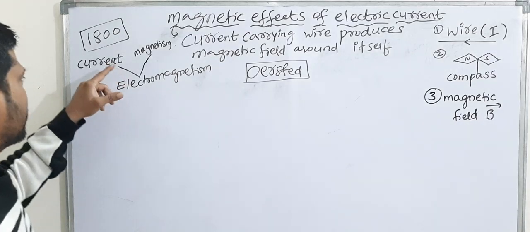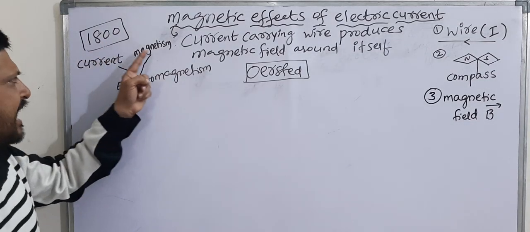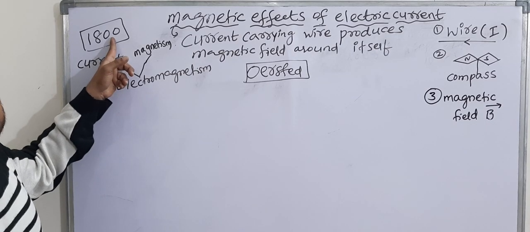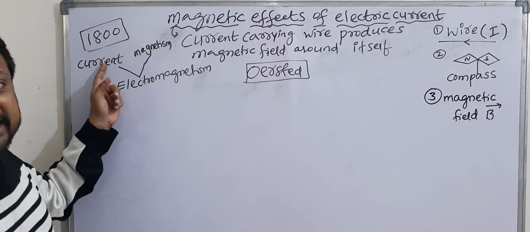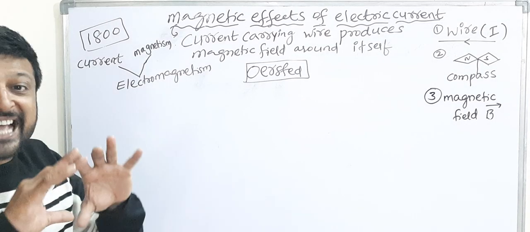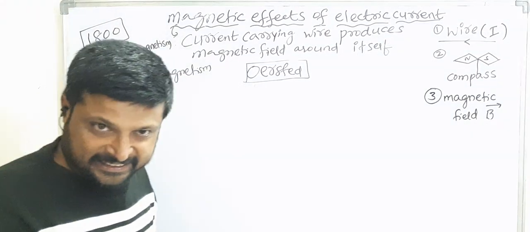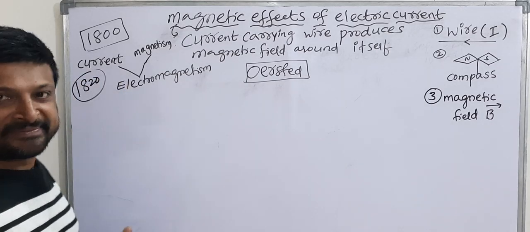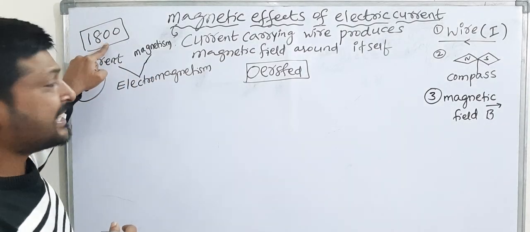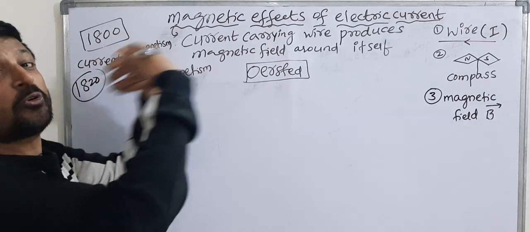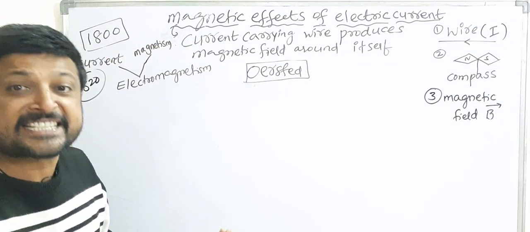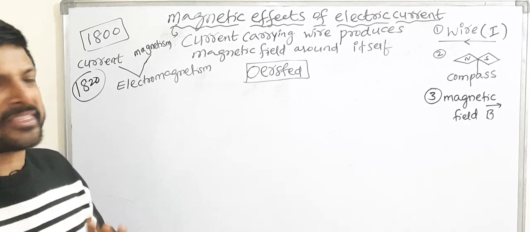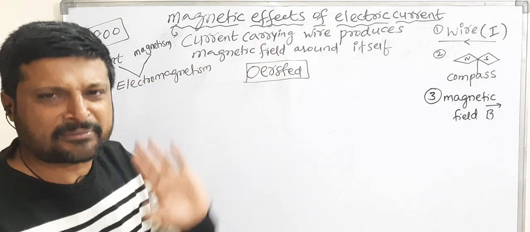Right. Come on. See here, current and magnetism. Up to the 1800s, current and magnetism were two different chapters. There was no relationship between them. So all the scientists believed that the current chapter is different and magnetism is different.